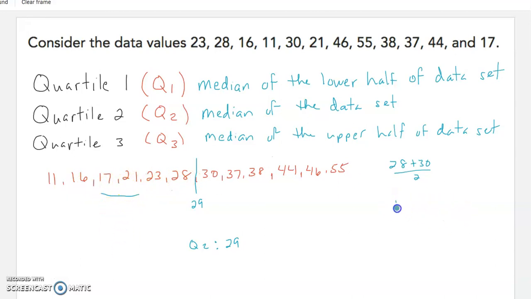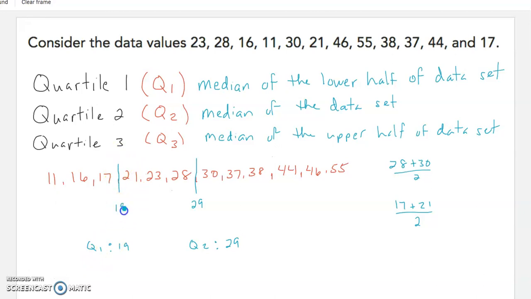So again, I take 17 plus 21, add them together, and divide by 2. That gives me 38 divided by 2 is 19. So that means Q1 is equal to 19. I put an equal sign there and a colon on the other one. Perfect. So this is Q1.